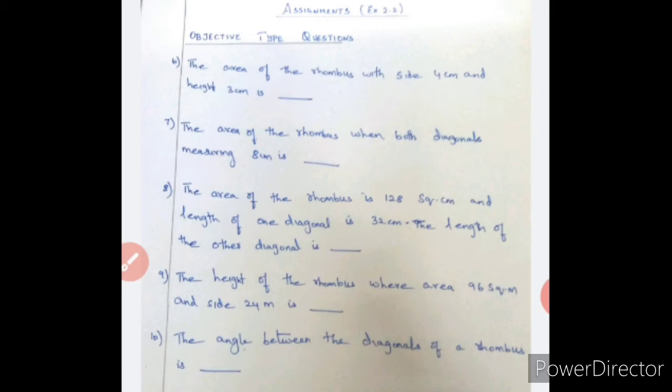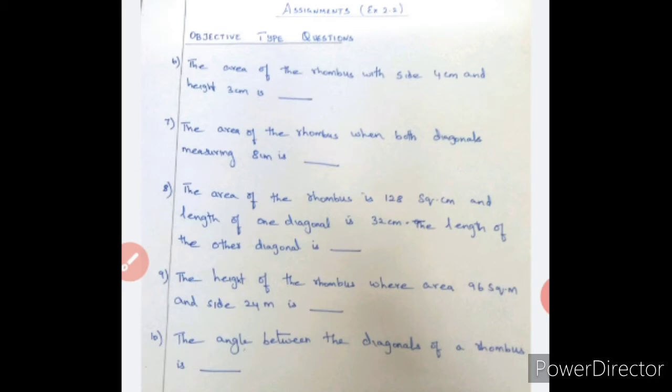The first step, what you have to do, write the formula. Area of the rhombus equal to, base and height are given here, so base into height square unit. So 4 into 3, which gives you the answer 12 centimeter square.